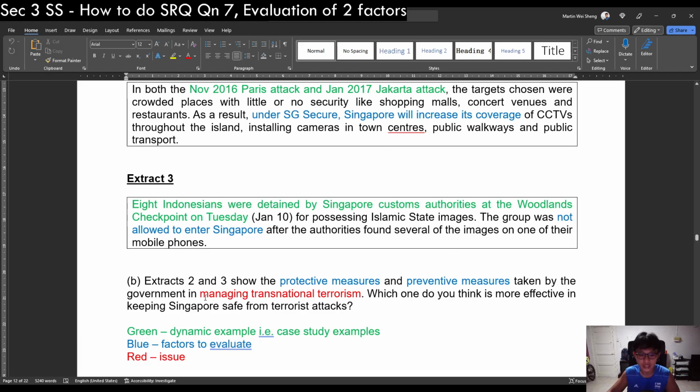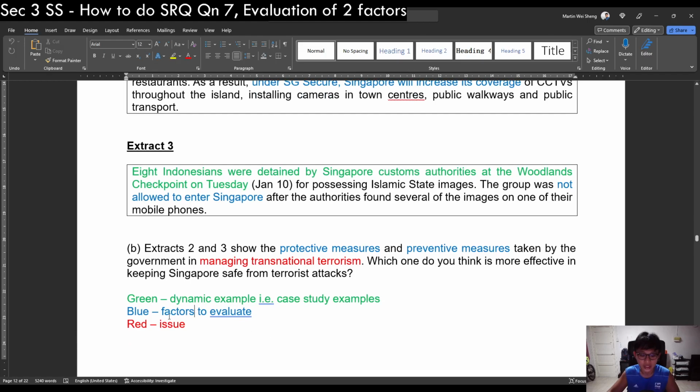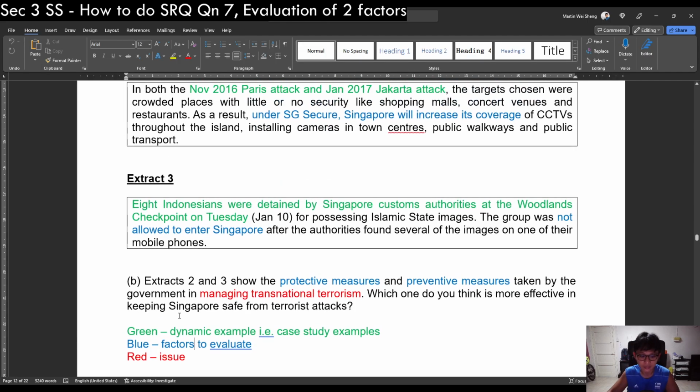And the words that are in red actually refer to the issue of this question. So what is the issue that this question is focusing on? Let's now take a look at the question again. Extracts 2 and 3 show the protective measures and preventive measures. The blue color over here, protective measures and preventive measures, are actually the two factors which you have to evaluate. And then, taken by the government in managing transnational terrorism. So what is the issue over here? The issue is actually on the managing of transnational terrorism.